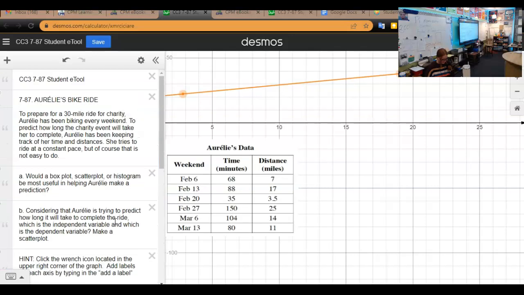And then we've already talked about line of best fit, but if you need help, let me know. I'm trying to give you guys time to play with Desmos and get more comfortable with this software.